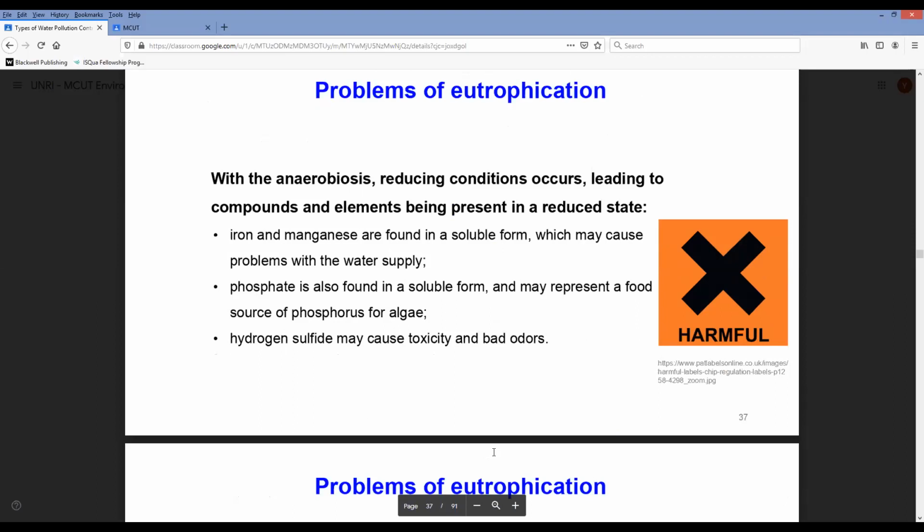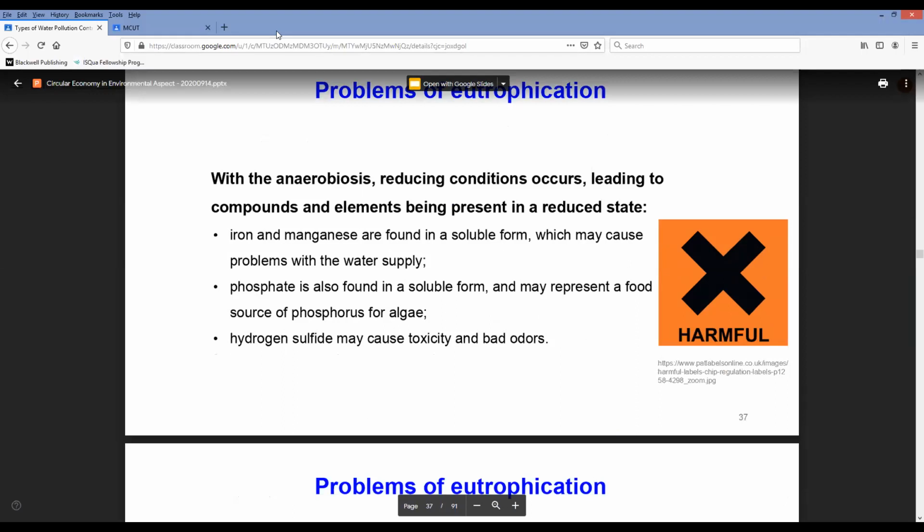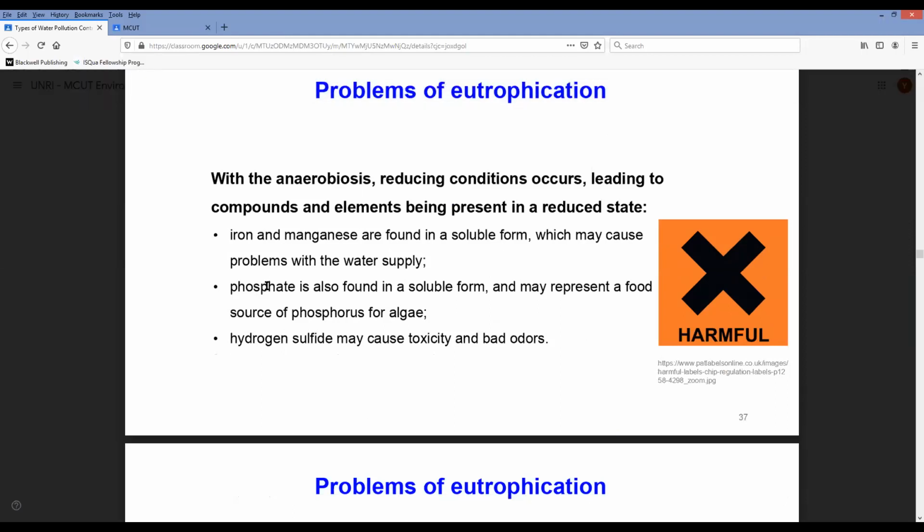Okay, and then with the anaerobic reducing condition occurring, the environment is present in a reduced state. So the iron and the manganese are found in a soluble form, which may cause problems with the water supply. Phosphate is also found in a soluble form and may represent a food source of phosphorus for algae. And then hydrogen sulfide may also cause toxicity or bad smell. Okay, next please.